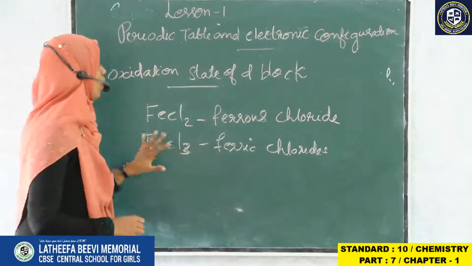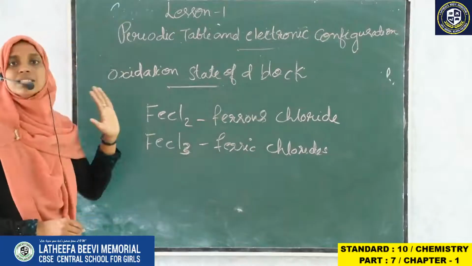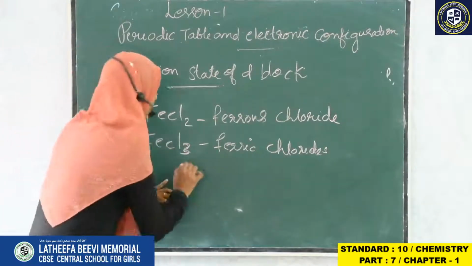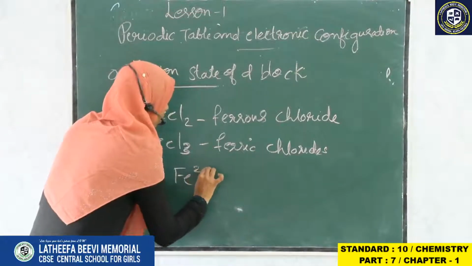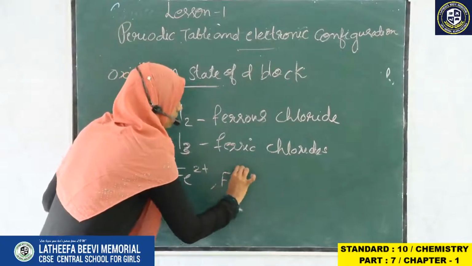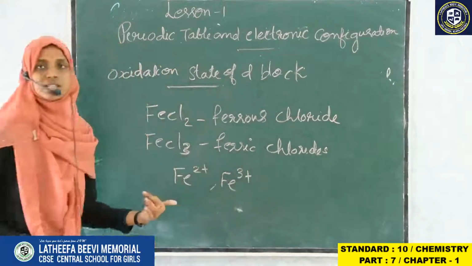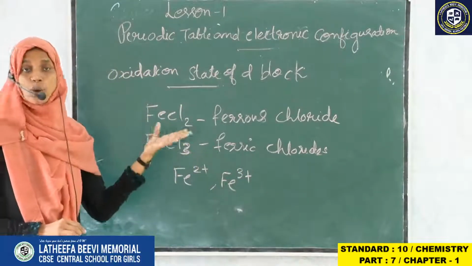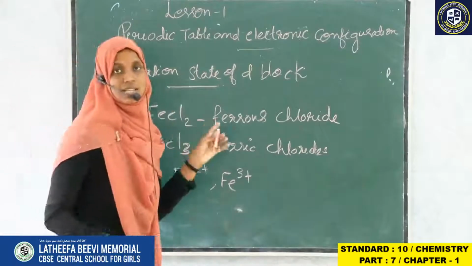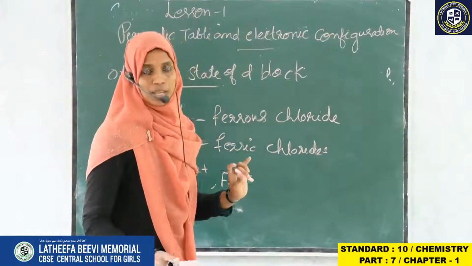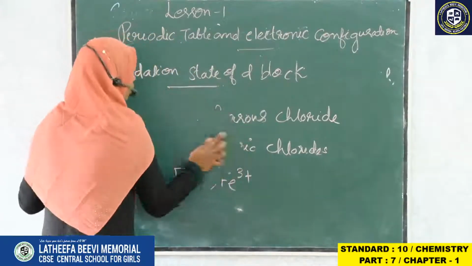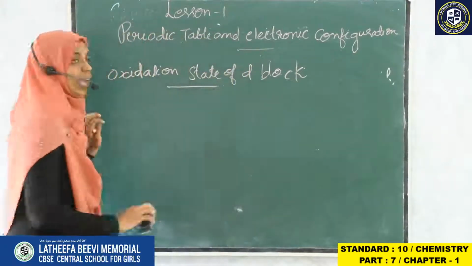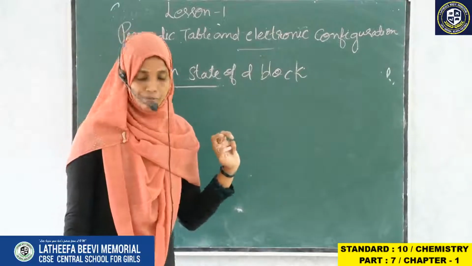So in D block elements there are two oxidation states shown by iron, Fe2+ and Fe3+. Iron is in the D block, hence it shows different oxidation states. It is the speciality of the D block elements. Normally iron shows different oxidation states, which are Fe2+ and Fe3+.